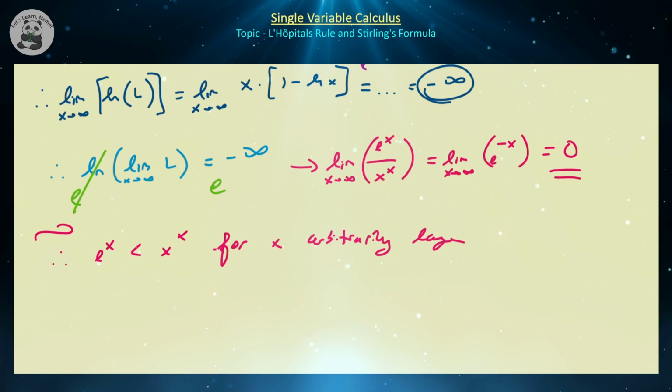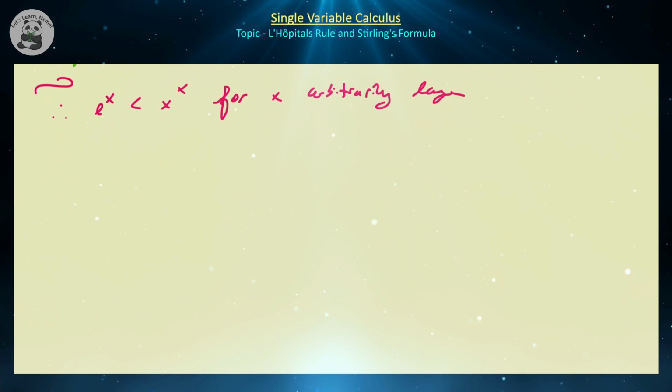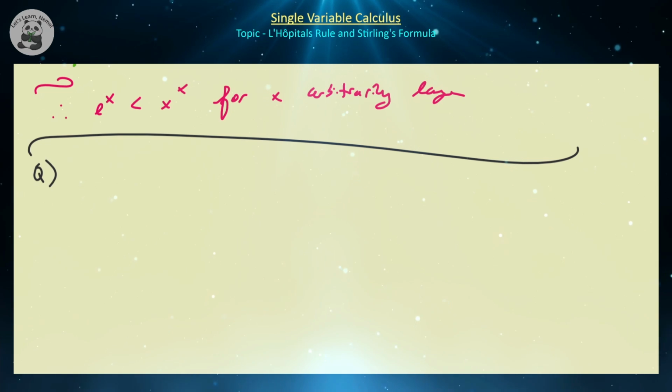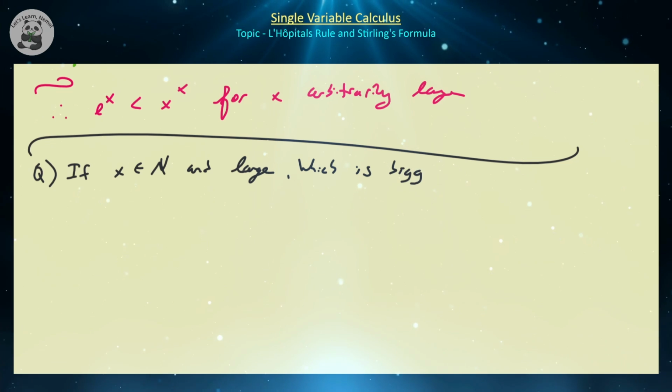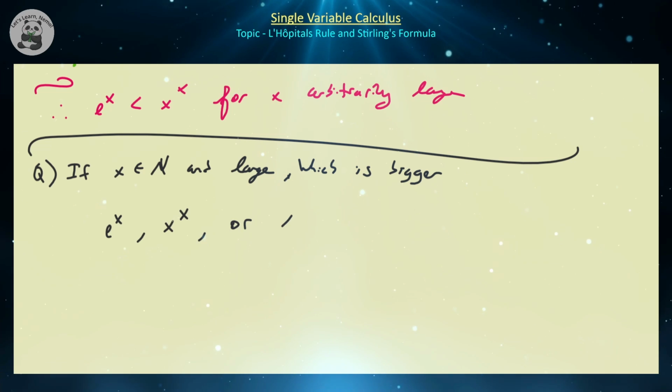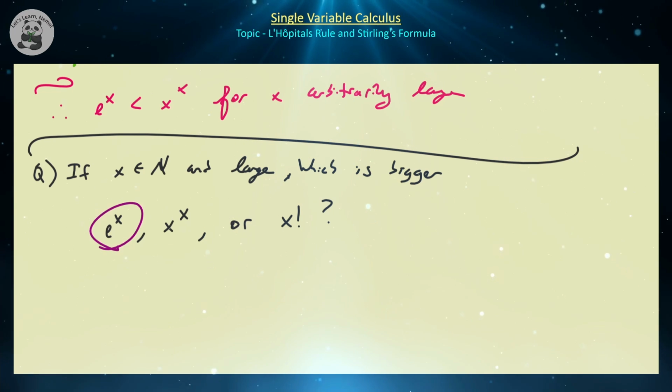Right? So here's another question for you. Let's assume that x is a natural number, at least for the time being, and let's assume that it's also large. Which is bigger? e to the x, x to the x, or x factorial? We know x factorials grow really, really big. So where does it fit into this story? Does it grow faster than e to the x? Does it grow faster than x to the x? Or is x factorial sort of in the middle of e to the x and x to the x?